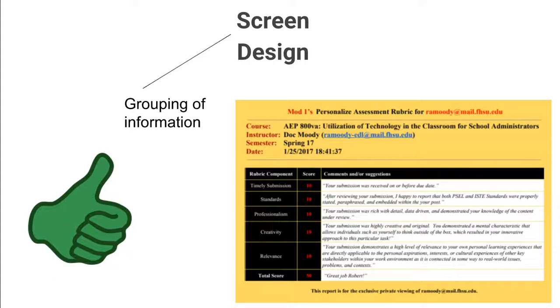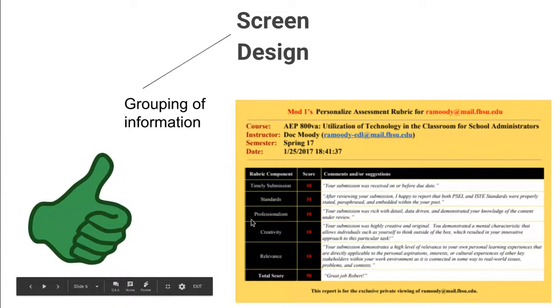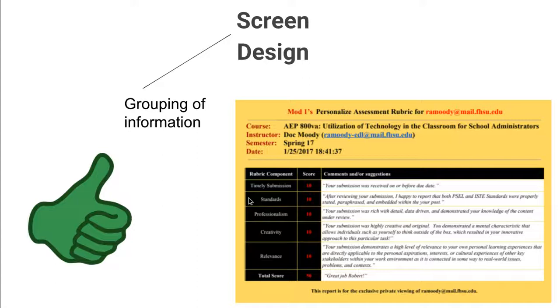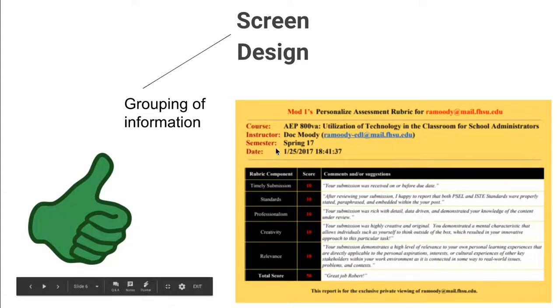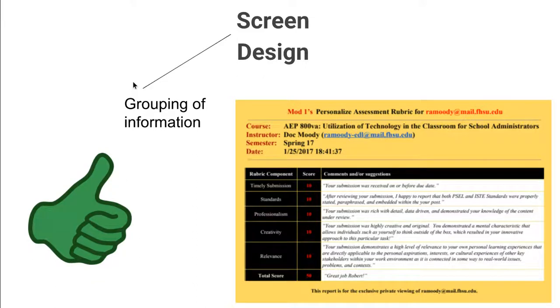Here's an example of good grouping of information. This was taken from Professor Moody's rubric. You can see that all of the standards of the assignment are clearly defined. You can even think back to the typography. The font that Moody selected was great. You can see that each of the scores are highlighted in red. It's a great example of grouping of information.